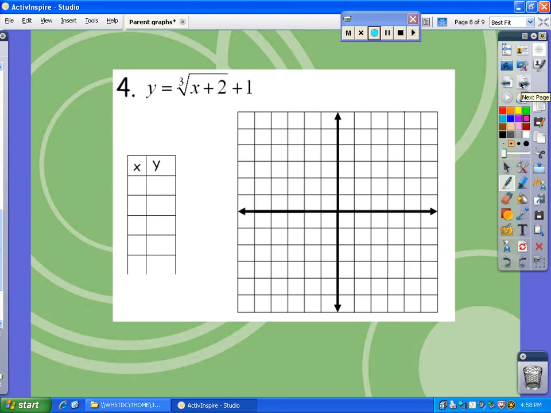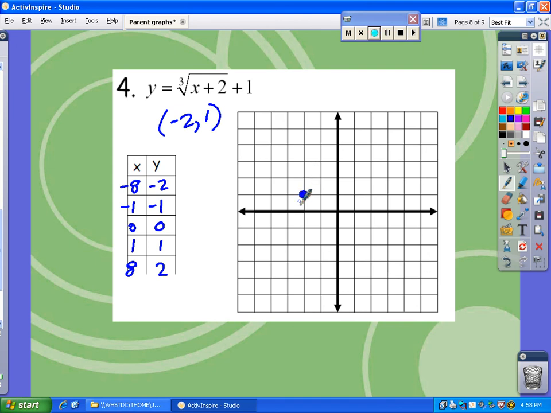Alright, let's do a cube root. Alright, the parent points for a cube root: negative 8, negative 1, 0, 1, and 8. Why do we pick these? Because they're perfect cubes. So the y values are negative 2, negative 1, 0, 1, and 2. Alright, how are we going to move? What's my new vertex? It's going to move left 2, up 1.